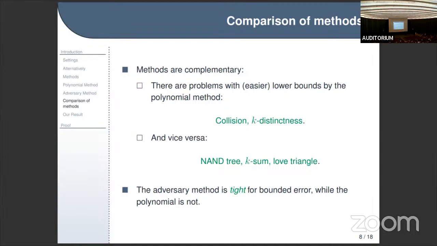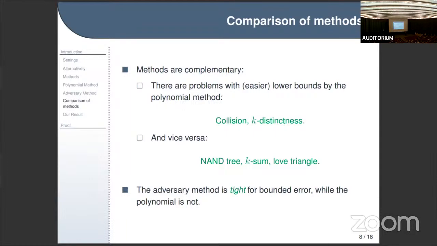Can you hear me? Yes. I was wondering if the polynomial method can be used in principle for general state conversion problems, and where this work would fit in this direction.